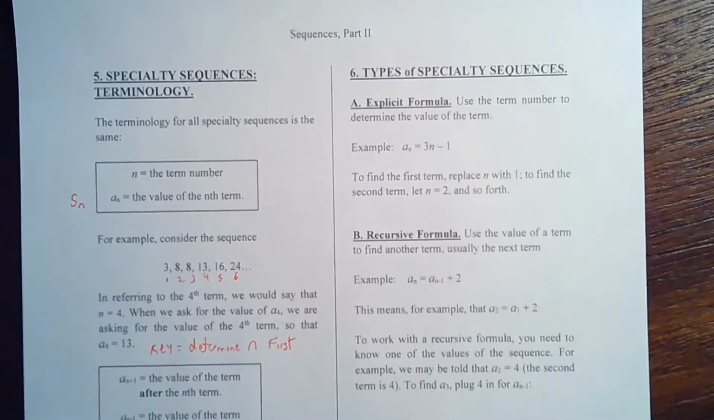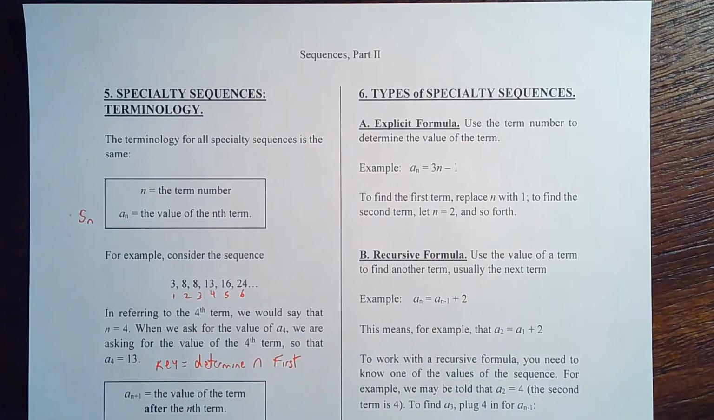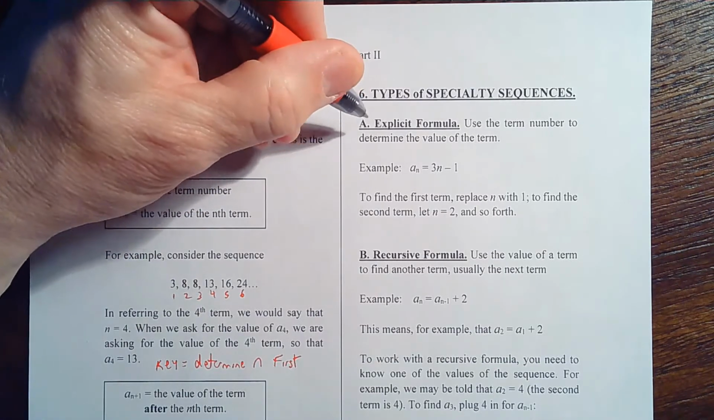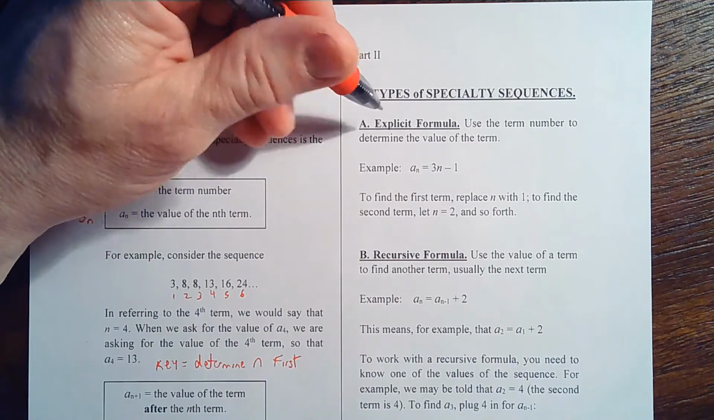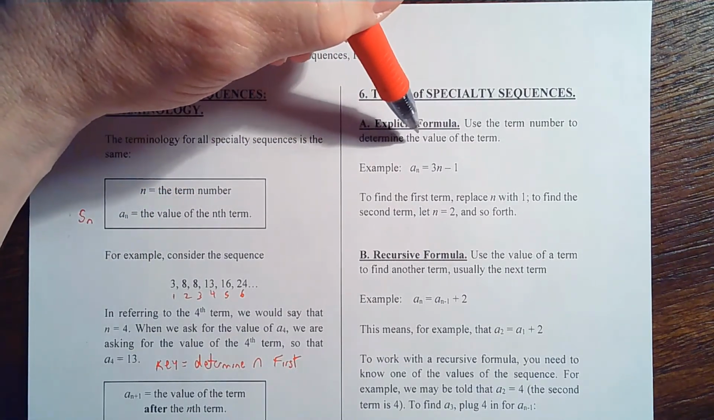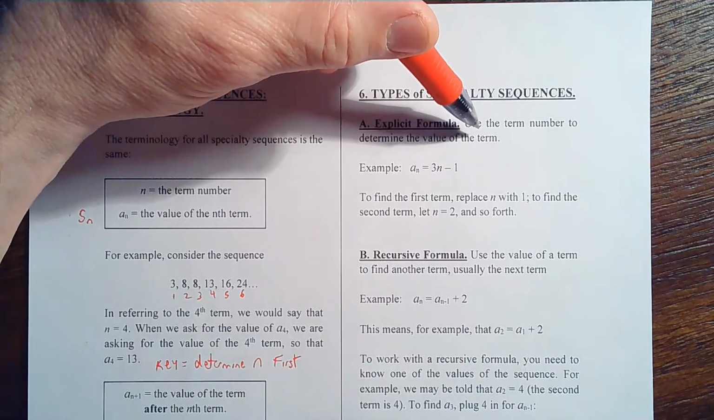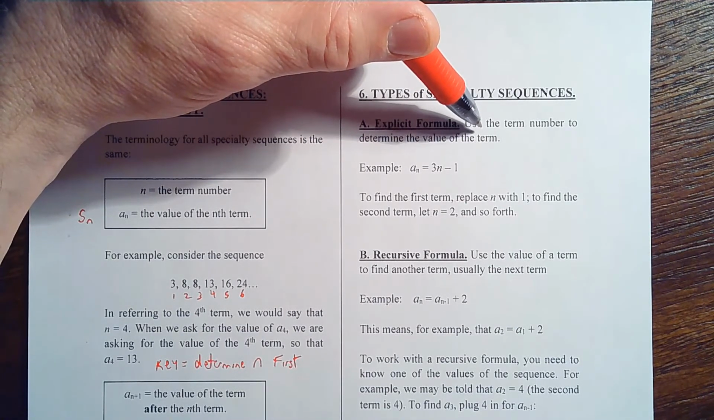Let's go up now to section 6, and let's look in detail at the types of specialty sequences. We have first explicit sequences or explicit formulas for sequences. In these types of formulas, you use the term number to determine the value of the term. So if you're looking for the fifth term, you use the 5 and put that into the formula to find what the value of the fifth term is.